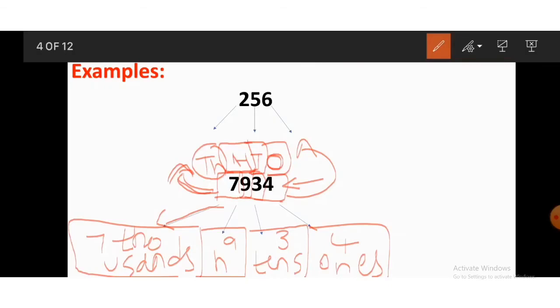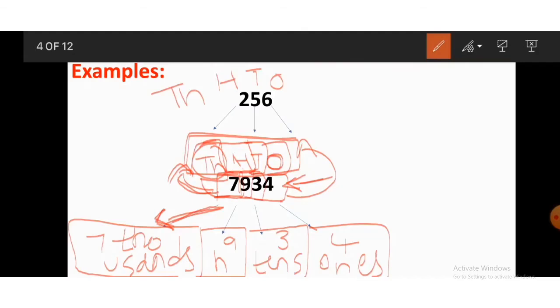Understood, everybody? The first step will be to write the places above the number starting from the right side: ones, tens, hundreds, and thousands. And then we write the place values of the digits depending on their places. 7 is in thousands place, so the place value is 7000. 9 is in hundreds place, so the place value is 900. 3 is in tens place, so the place value is 3 tens. 4 is in ones place, so the place value is 4 ones.